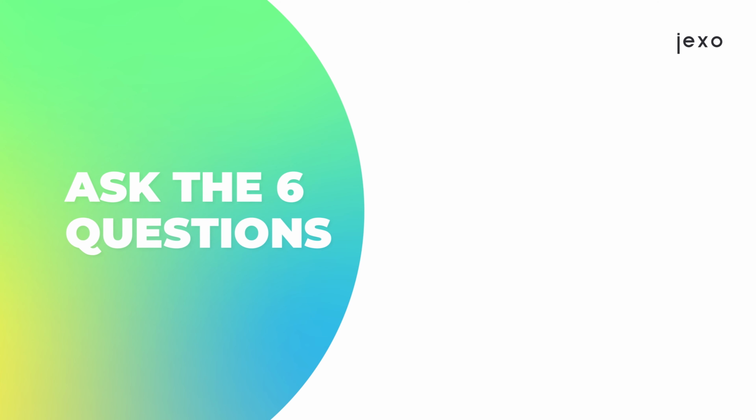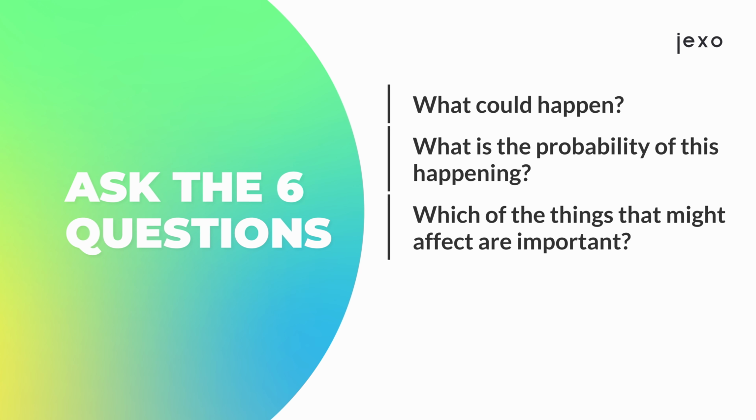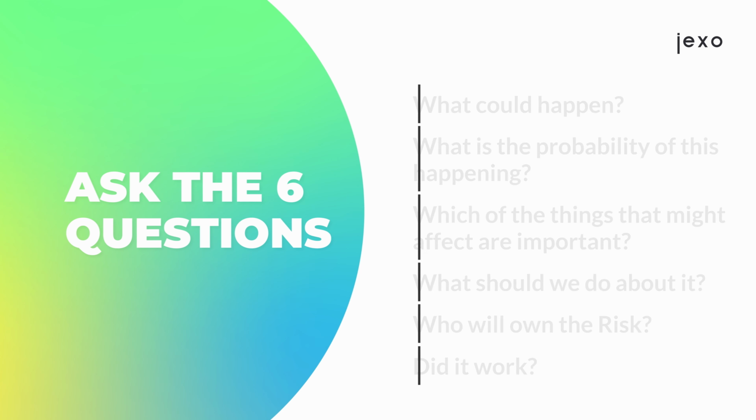You can really break it down into 6 simple questions you and your team should ask yourself with each work deliverable. What could happen? What is the probability of this happening? Which of the things that might affect are important? What should we do about it? Who will own the risk? And did it work? If you're already asking yourself these questions and answering with your team, then congrats, you're practicing risk management.